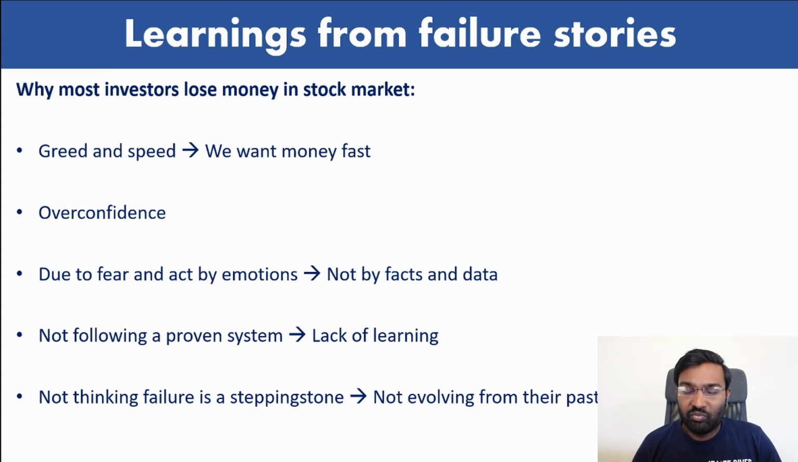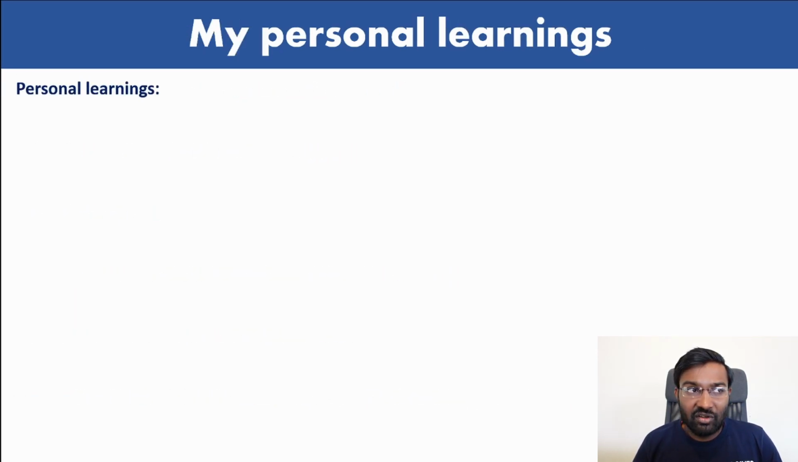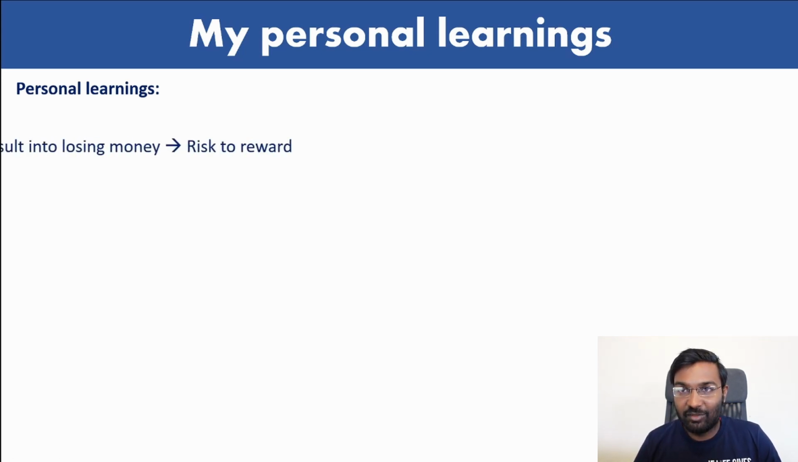You have to think, okay, failure is a stepping stone, I can evolve from these mistakes and I can do good. Then you constantly evolve based on your mistakes: okay, what did I do wrong, then I change this, and I learn accordingly. Based on that, you can get a lot of money from the stock market. So always evolve from your mistakes. These are the key learnings from failure stories. And I also have a few points, my personal learnings based on my experience.